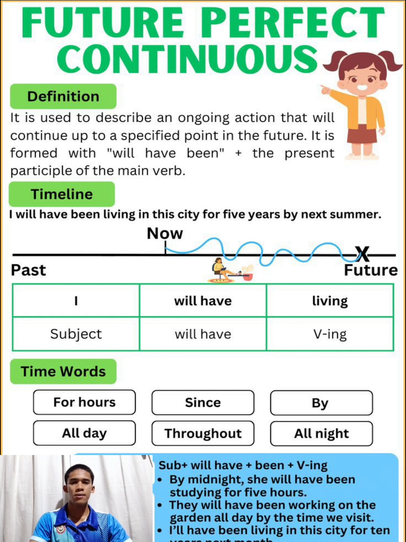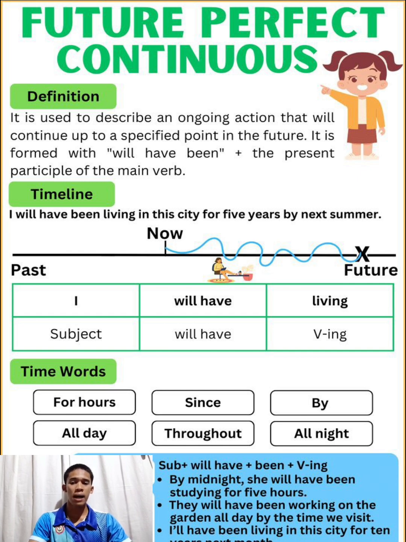So, what is the future perfect continuous tense? The future perfect continuous tense, also known as the future perfect progressive tense, describes an action that will have been in progress for a certain period of time by a specific point in the future. It is formed with will have been plus the present participle of the verb, or verb plus ing.